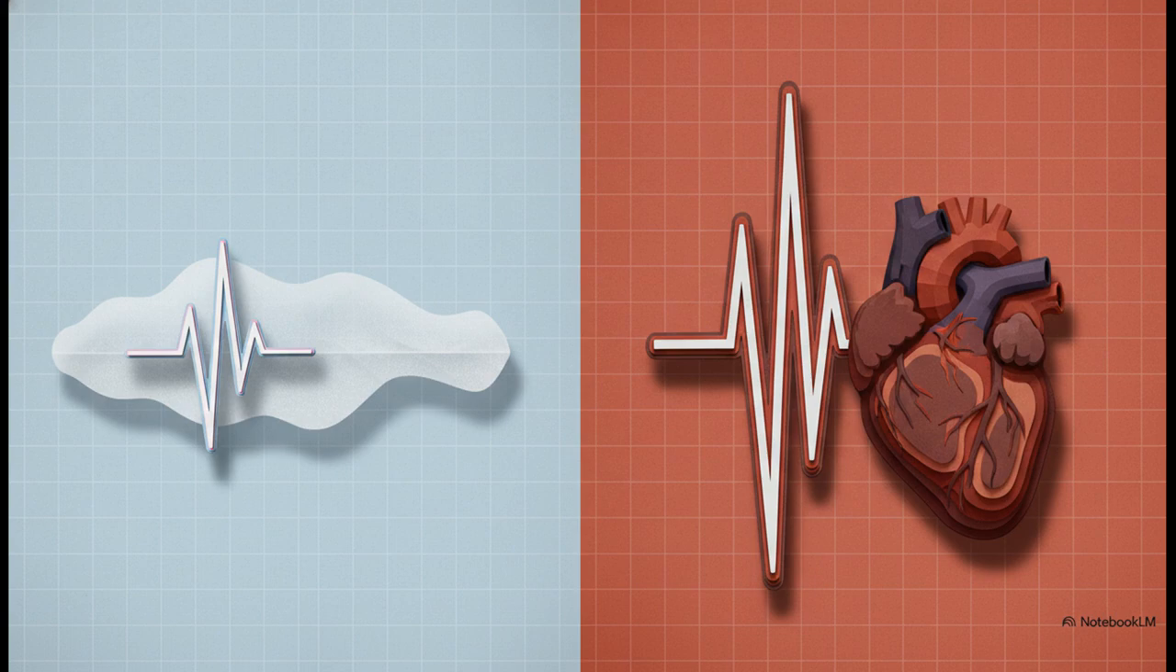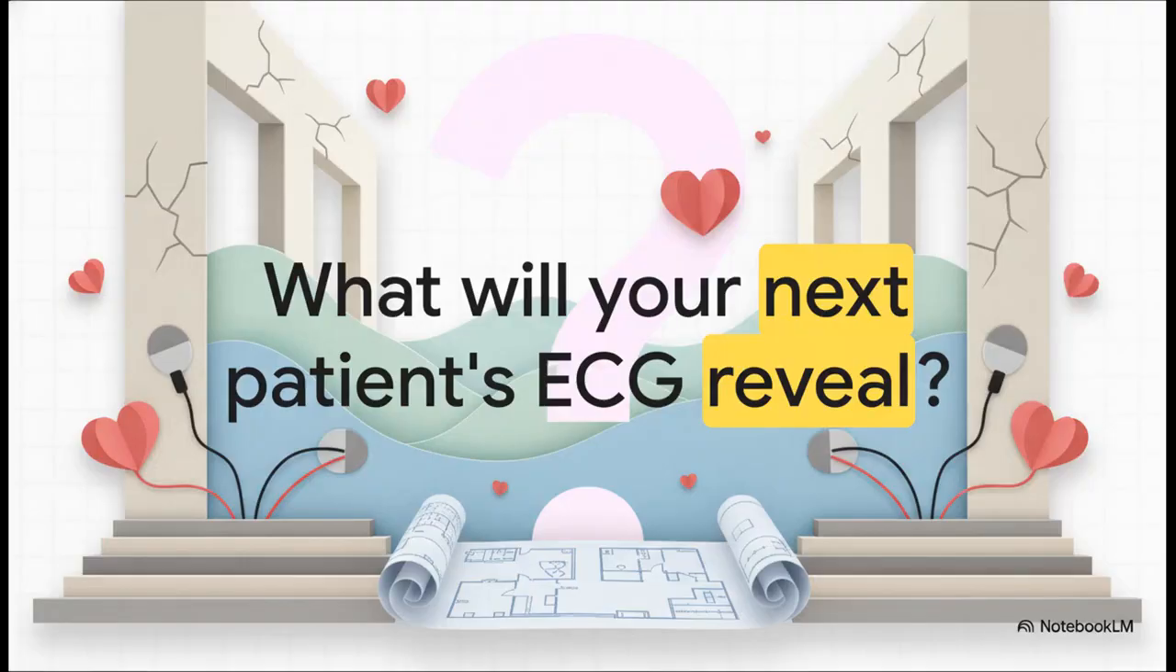So, we've built the foundation, constructed the waves, timed the hallways, and learned exactly what it looks like when the walls start to crack. You are no longer just looking at random squiggly lines. The architecture is right there in front of you. You have the blueprint. So the only question left is, what will your next patient's ECG reveal?